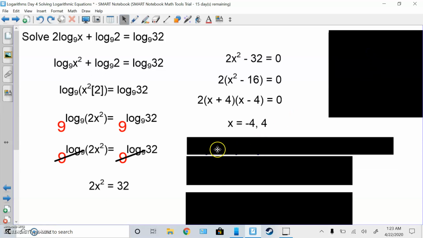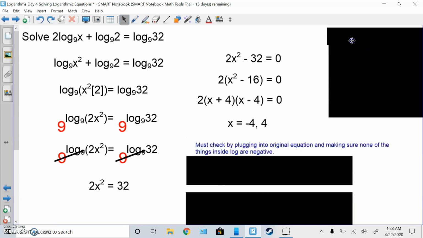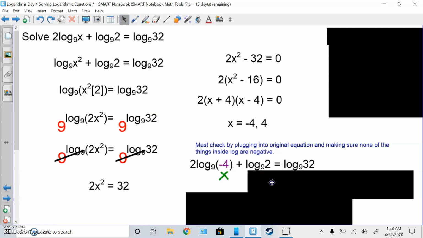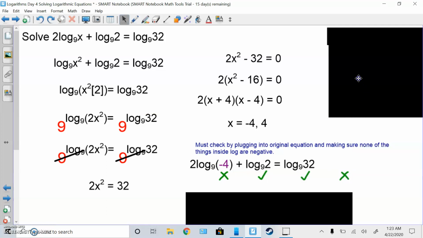Before I box it in, you have to check. Make sure you don't log a negative or 0. If I plug in negative 4, here's what I get. The first log is already negative. I cannot do that, so it fails. The second log is positive, that's okay. The third log is positive, that's okay. But one fail means that answer fails. We cannot use negative 4.